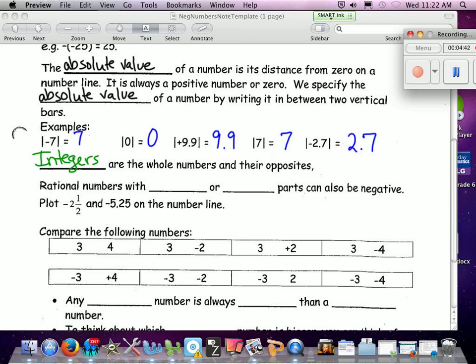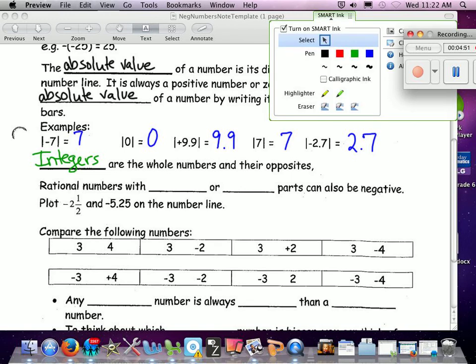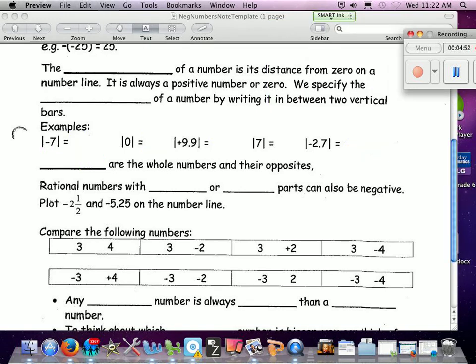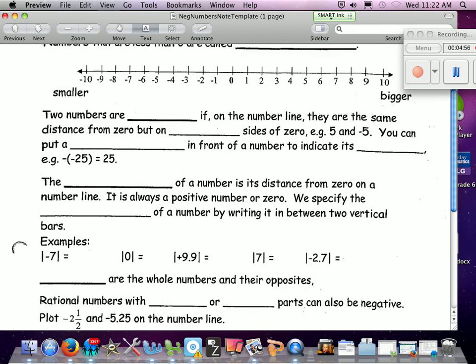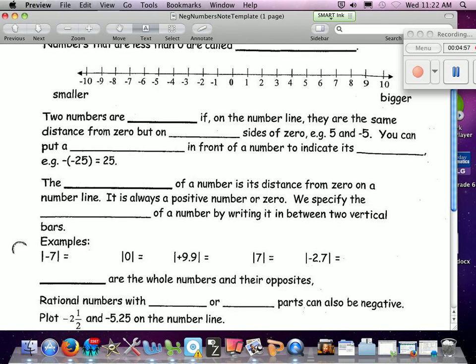So we could have rational numbers as well. When I'm talking about integers, I'm talking about numbers without fractions and without decimals, but rational numbers can be positive or can be negative. I'm actually going to have to clear it and scroll it back up, because we're going to need to see that number line from the top. Oh, that squeezes it in. So rational numbers with fractions or decimals.